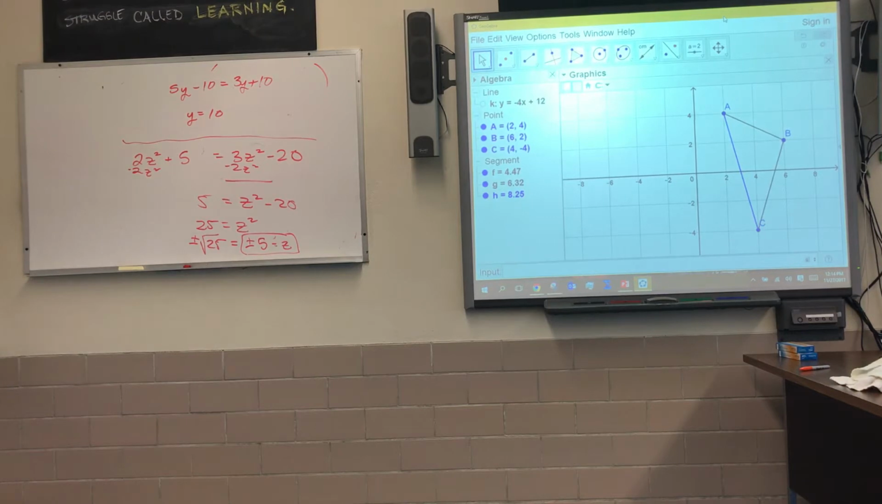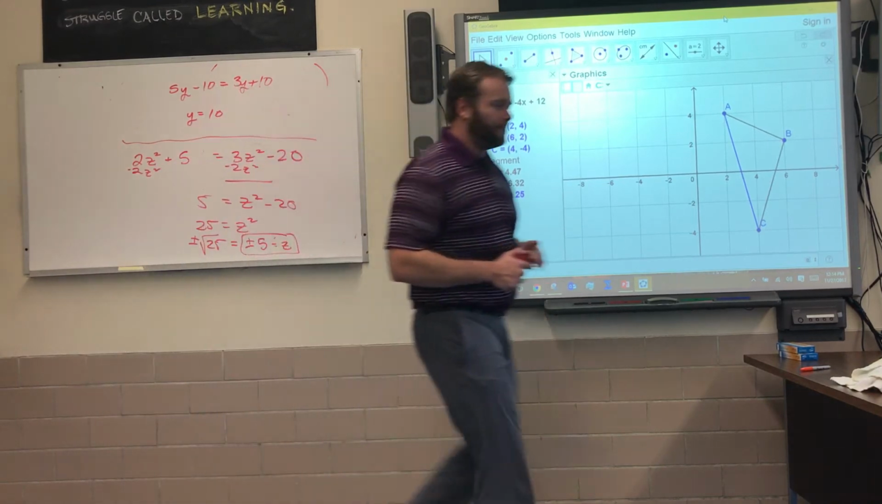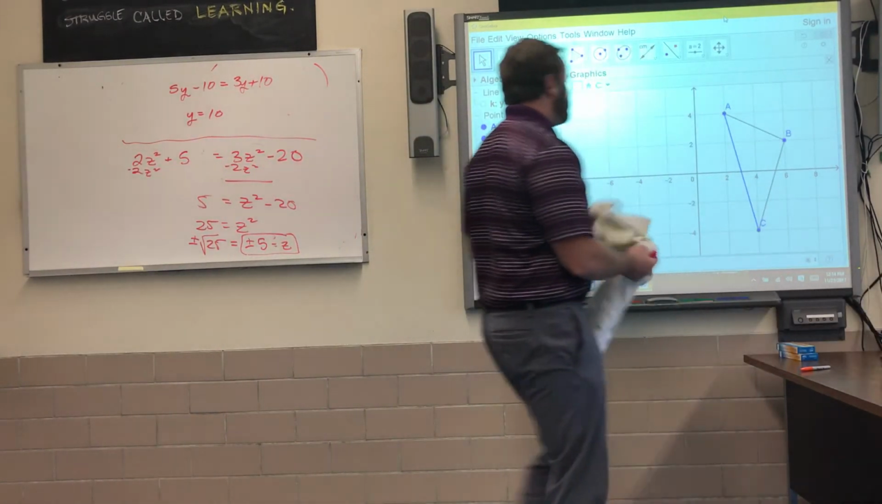We're gonna start investigating in chapter 5 some interesting relationships that exist inside triangles. We've already seen some with an exterior angle and two remote interior angles. We've seen the triangle angle sum theorem. We've dealt a little bit with some interesting facts about isosceles triangles.